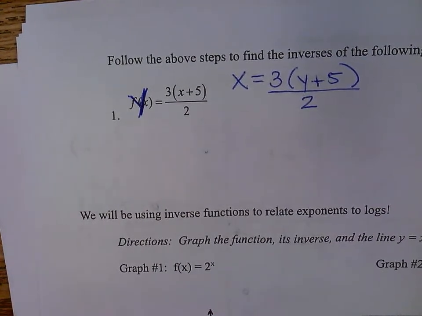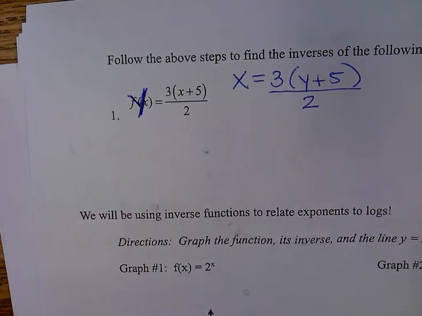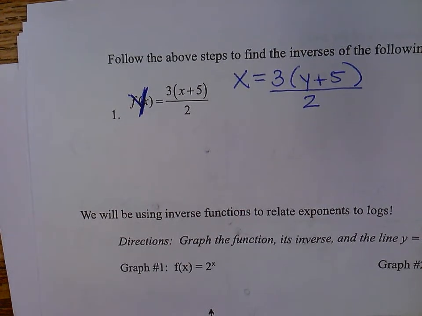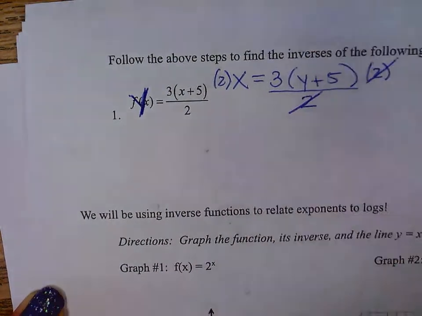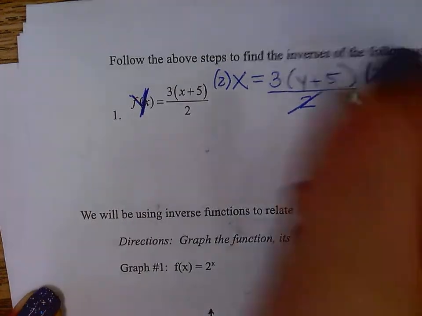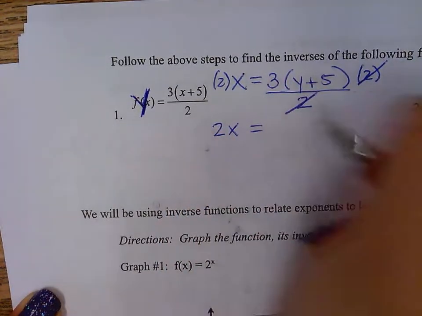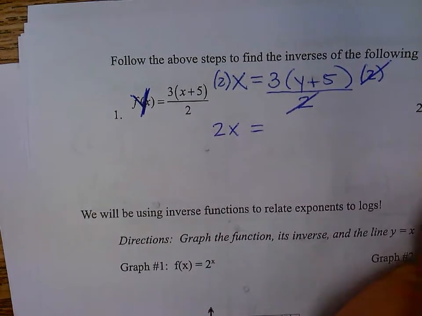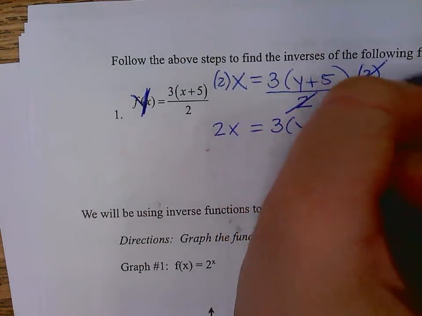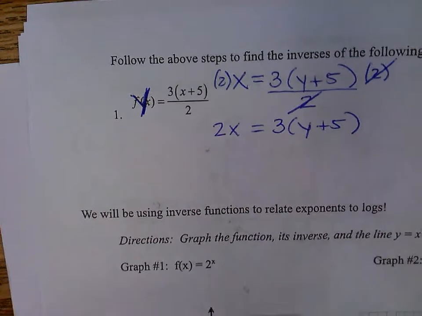So now I have to free up that y. What would you do first? So if you have a denominator, your first step is get rid of the denominator. So I'm going to multiply both sides of the equation by 2 so that my denominator is not there. So I have 2x. Now you have the option, you could distribute the 3, or you could leave the 3 outside the parenthesis. So either way, we'll get the same answer.